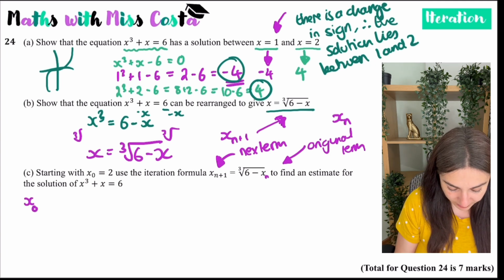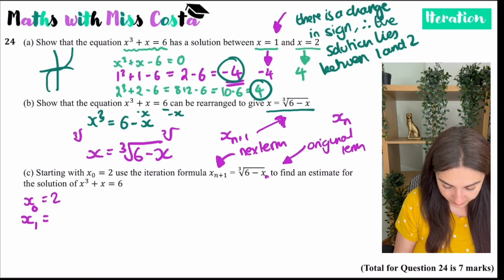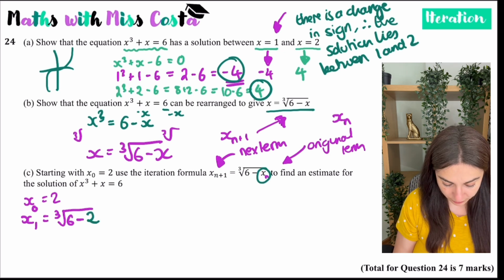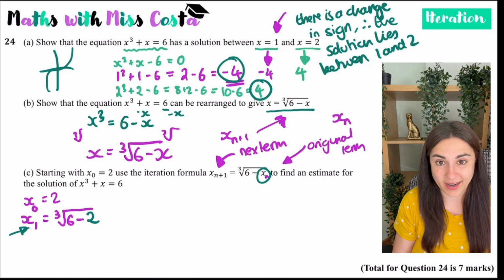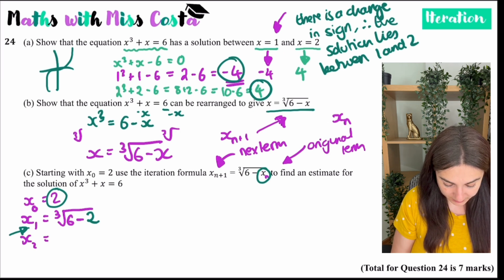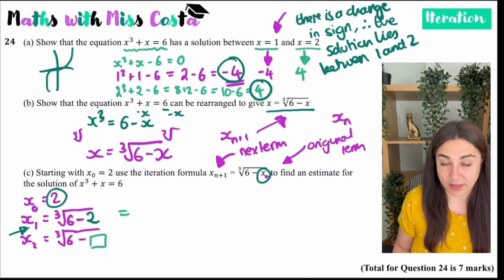So if x0 equals 2, well, x0 is the original term. So to work out x1, I'm going to need to do the cube root of 6 minus xn, but in this case it's going to be 2 because I use the previous term. To work out the next term, x1, I've used this. Then to work out x2, I'm going to do the same, except with whatever this answer is, which I need to type into a calculator, and that's going to be my answer there.